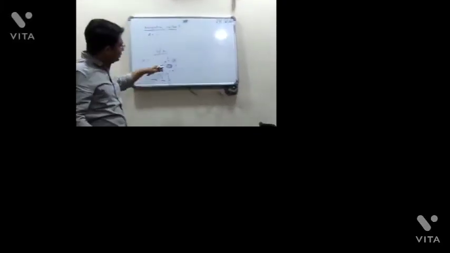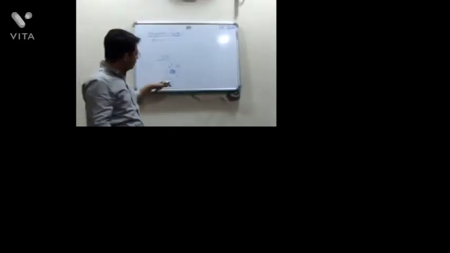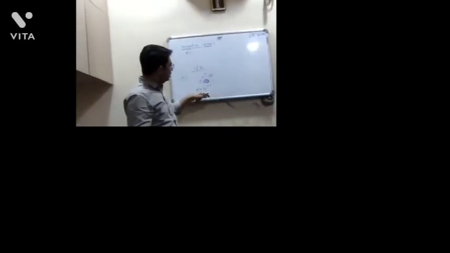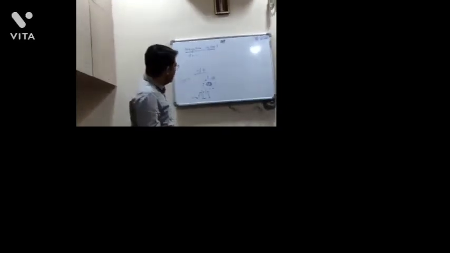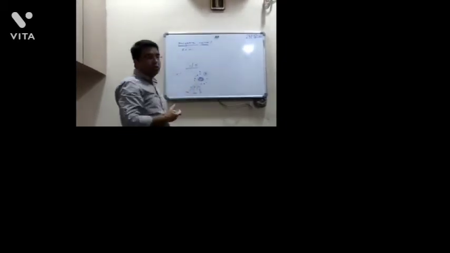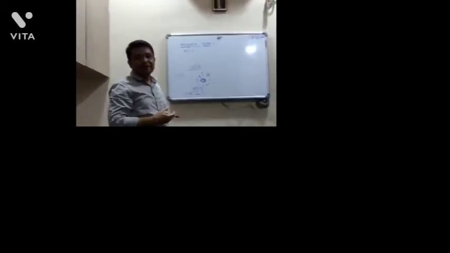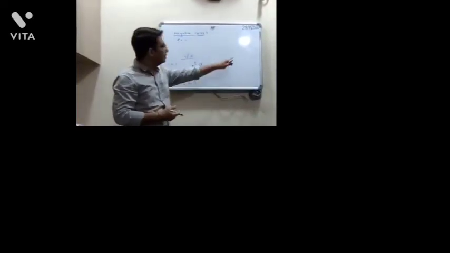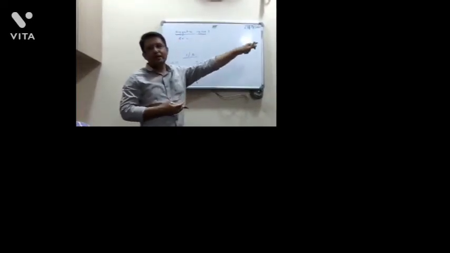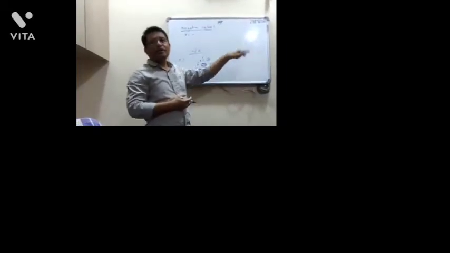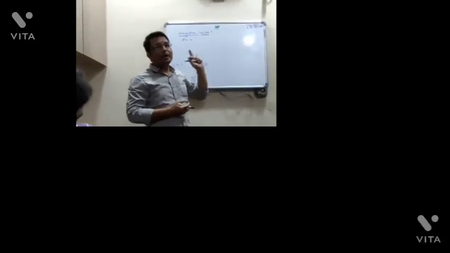Now electron negative, proton positive, neutron no charge, zero. Now what will happen? As I have told you, there are two possibilities. Depending upon that, it will have either an electric force, or a magnetic force, or an electromagnetic force.